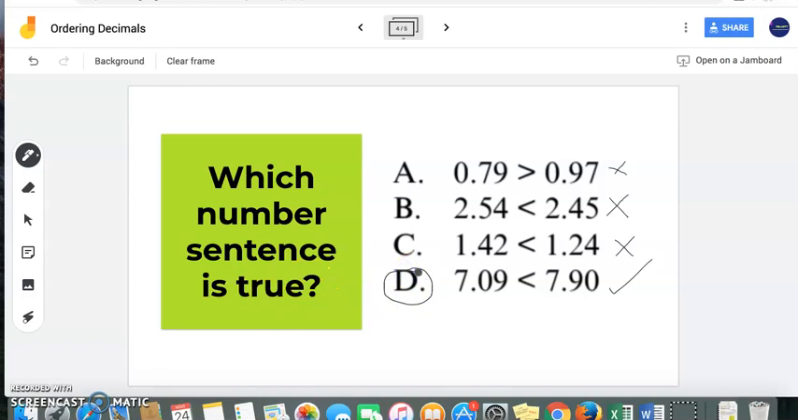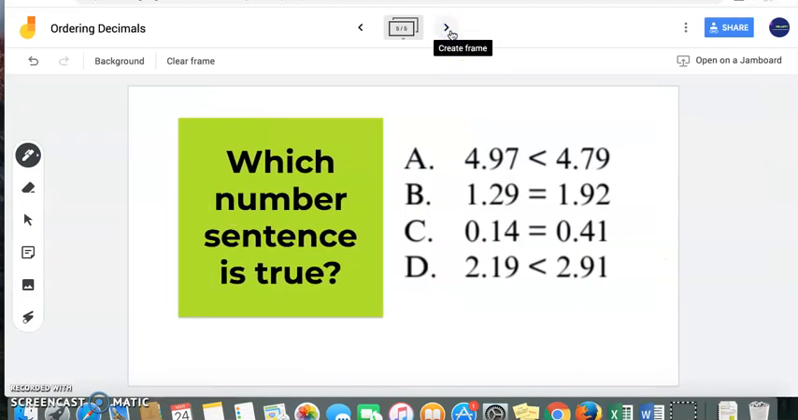Notice I took it step by step, going through each expression and each number sentence to confirm that they're true or false to help you determine the correct answer to the problem. Now we're going to try one more as well. We're going to follow the same procedure as last time, going through each of these. 4 and 97 hundredths is less than 4 and 79 hundredths. Now be very, very careful here that you're taking it digit by digit.